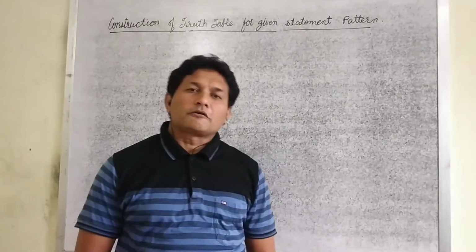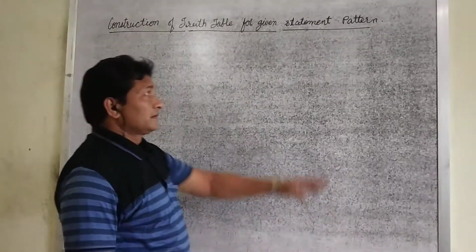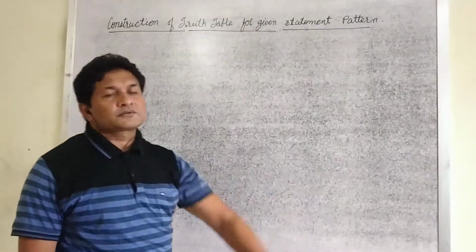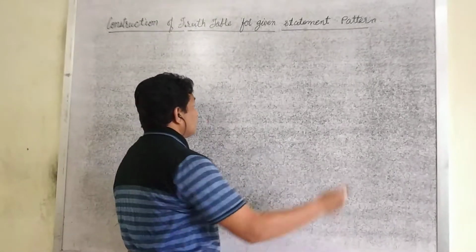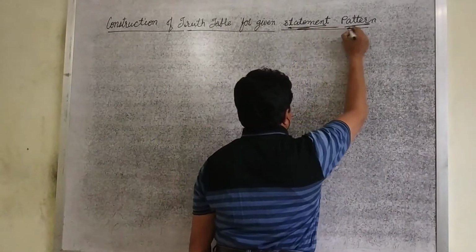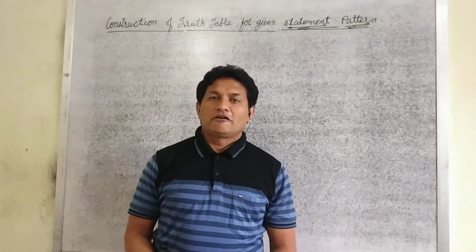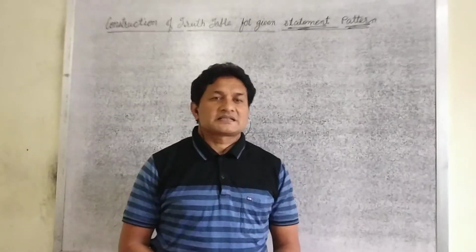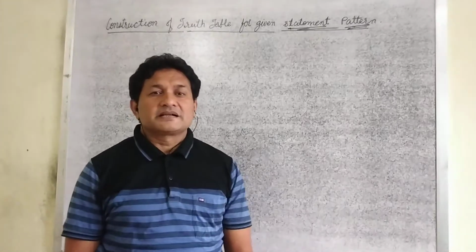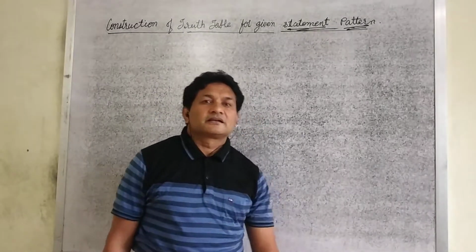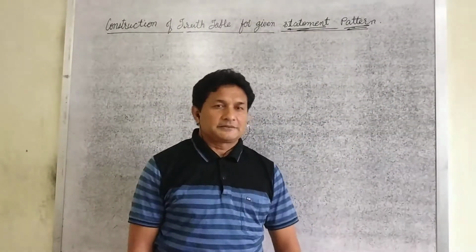Let's take the next topic for mathematical model. And that topic is construction of truth table for a given statement pattern. Now, what is meant by statement pattern? Statement pattern is the combination of two or more statements. If there are two or more statements in the given compound statement, then that compound statement is called a statement pattern.